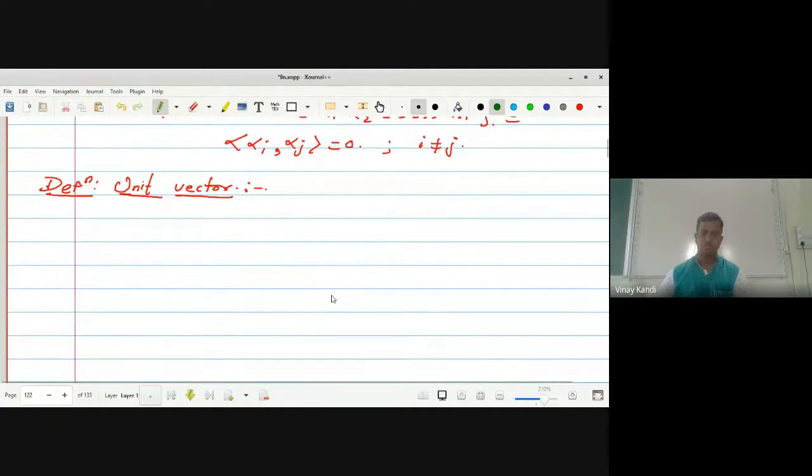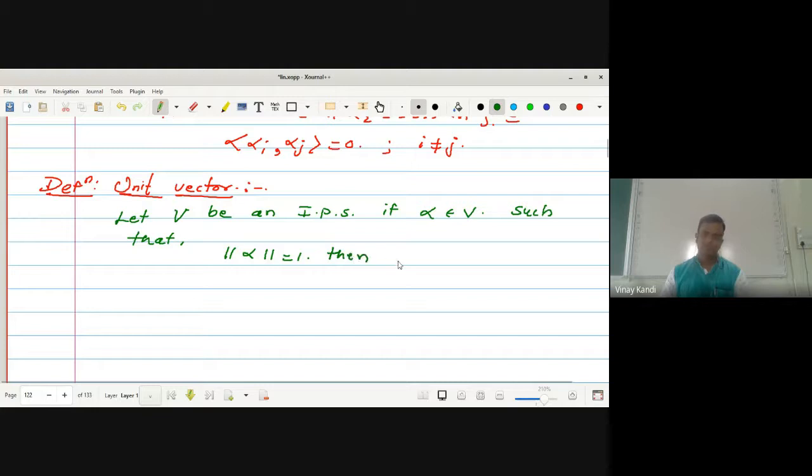So what is a unit vector? Let V be an inner product space. If alpha is a vector from V such that the length, that is, the norm of alpha, is equal to 1, then alpha is called a unit vector. Is it correct? Yes, sir. Unit vector.